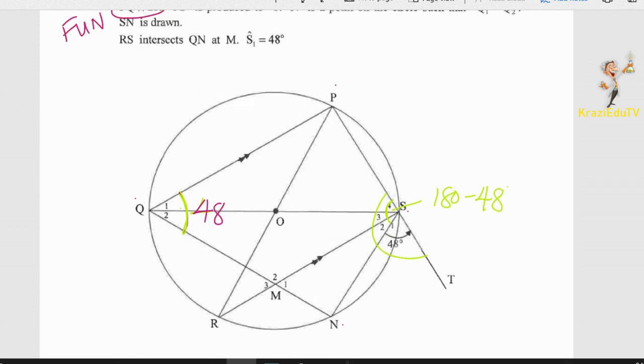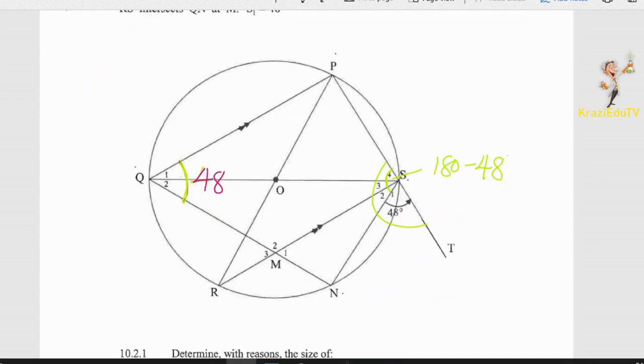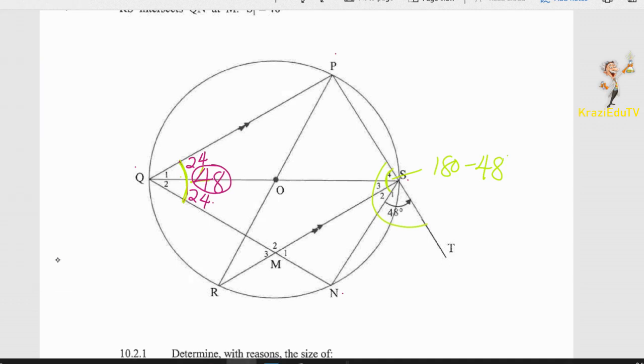However, I remember that we were told that Q1 is equal to Q2. If Q1 is equal to Q2, what does that tell us? This angle is 24 and this angle is 24. So take note that 48 is the whole of Q1, but we are able to break that down. Now, do you see parallel lines? What is 180 minus 48? Let's have an answer there. 180 minus 48 would be equal to 132. So this whole angle here is 132.